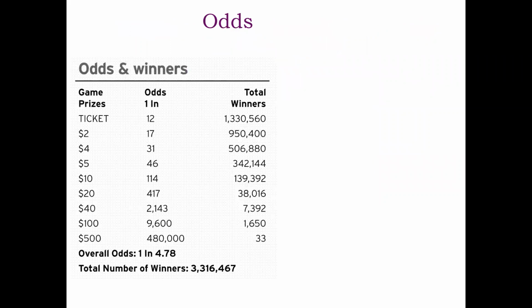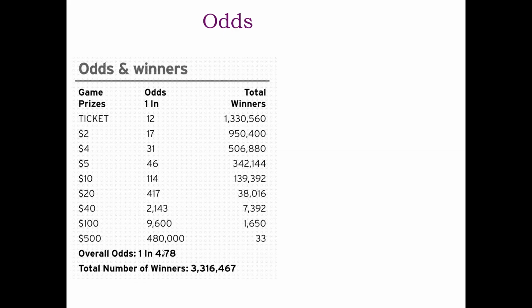This would be on the website or on the back of the ticket. On the left-hand column you have game prizes, and on the right-hand column you have the odds, 1 in whatever. Total winners is how many tickets there are that actually have it. So here we see the game prize ticket. You have 1 in 12 odds, and there are 1,330,560 tickets where the prize is another ticket.